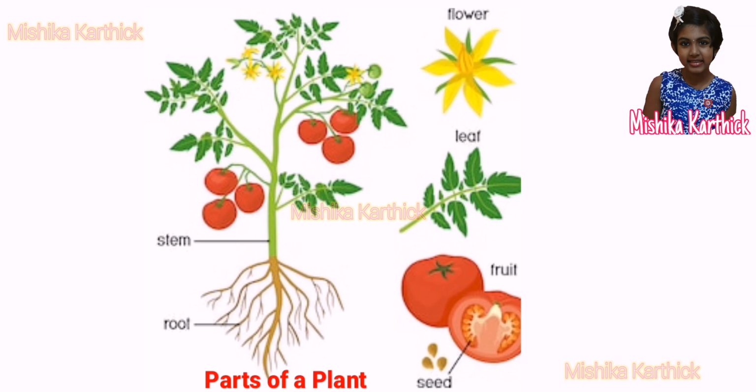Today's topic is parts of your plant. Plants have roots, stem and leaves. Some plants also have flowers and fruits. These parts work together to help the plant live and grow.